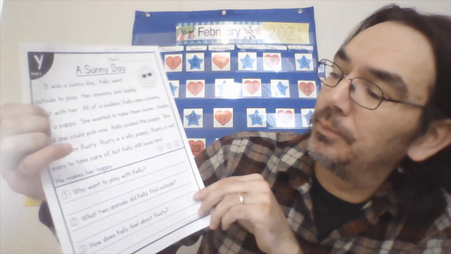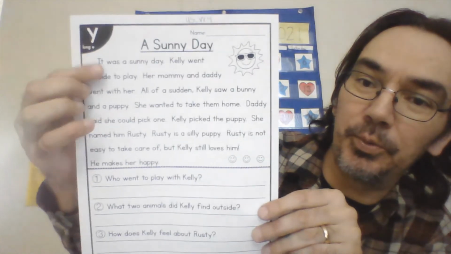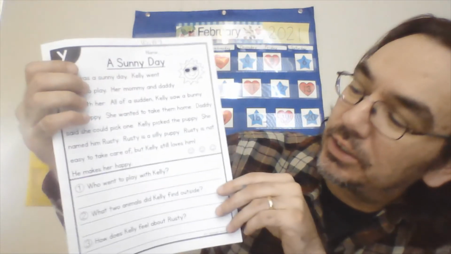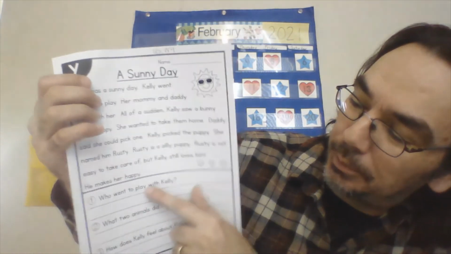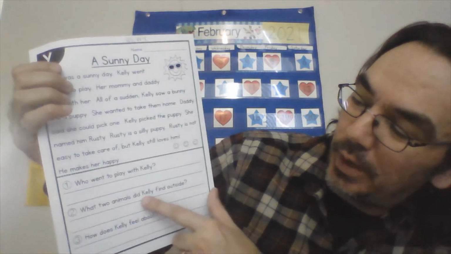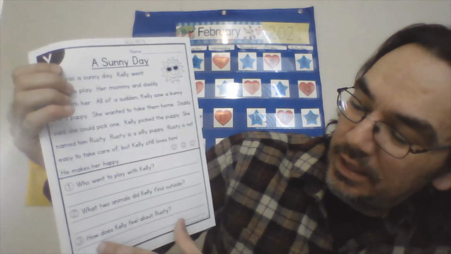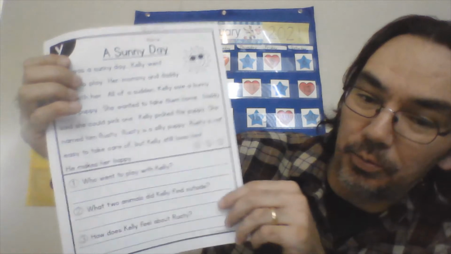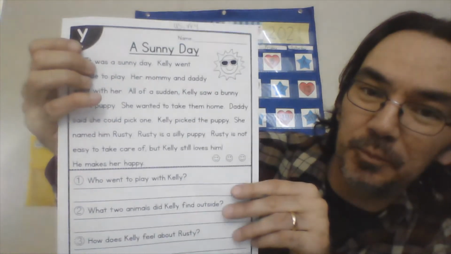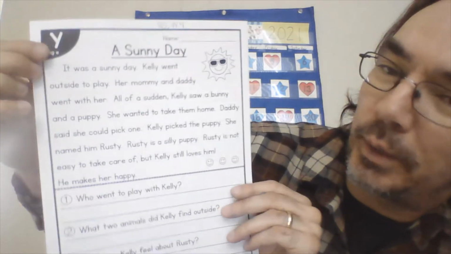So we're also going to do page 2 in our spelling packet, sorry. Page 2 is Sunny Day. We're going to read through this story and you're going to answer these questions. Who went to play with Kelly? What 2 animals did Kelly find outside? How does Kelly feel about Rusty? All right, I'll read it to you real quick.